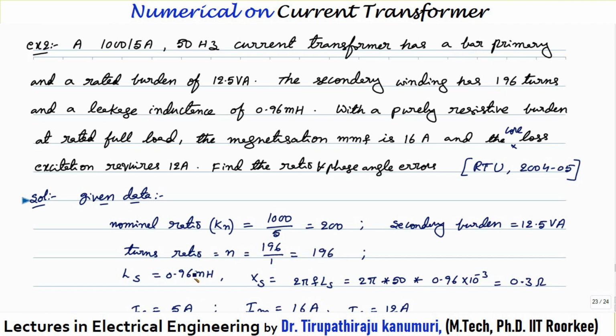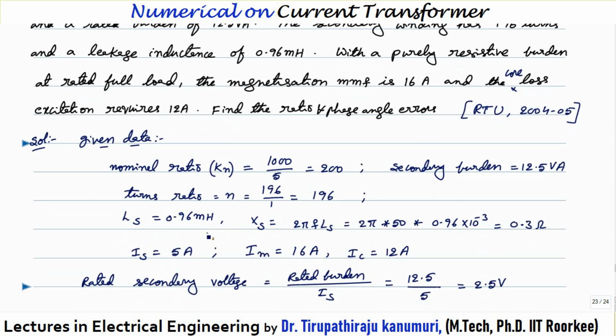And then it is mentioned there the secondary side leakage inductance is equal to 0.96 millihenry, and the burden is also mentioned there, 12.5 volt ampere. Same thing I have noted down here. So when the inductance is given, I can calculate the reactance. Reactance is equal to 2 pi FL. When you substitute, you will get it as 0.3 ohms. After that, it is mentioned that the secondary current is equal to 5 amperes and the magnetizing component is mentioned as 16 amperes and the core loss component they have mentioned as 12 amperes.